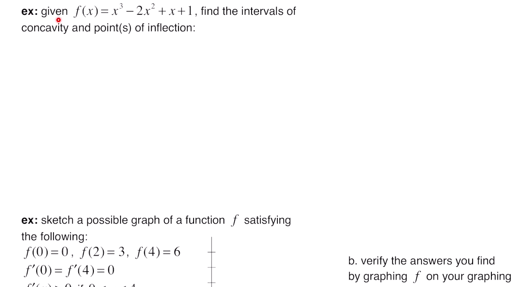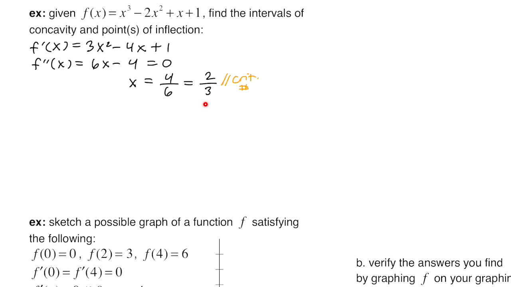This example says, given f of x, which equals x cubed minus 2x squared plus x plus 1, find the intervals of concavity and points of inflection. So first, we're going to take the first derivative of f, and next, we're going to take the second derivative of f. When you get the second derivative, we're going to set it equal to 0 and solve. So we get 2/3 as our critical number, and now we're going to put that on our sign chart. So be sure to label your sign chart f double prime. Our critical value is 2/3, and then we're going to plug in 0 and 1 both to f double prime.